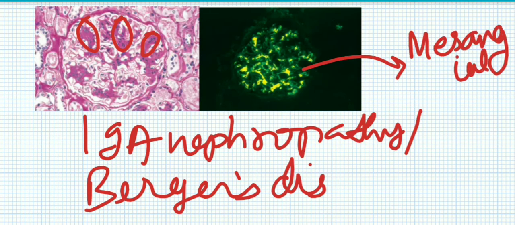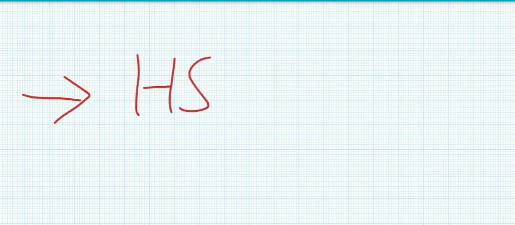Mesangial immunofluorescence. Now what are the points which you have to remember regarding this? This Berger's disease, or IgA nephropathy, can be associated with a vasculitis. That means IgA can also deposit in the vessel wall, and the vasculitis related with IgA nephropathy is Henoch-Schönlein purpura, HSP.